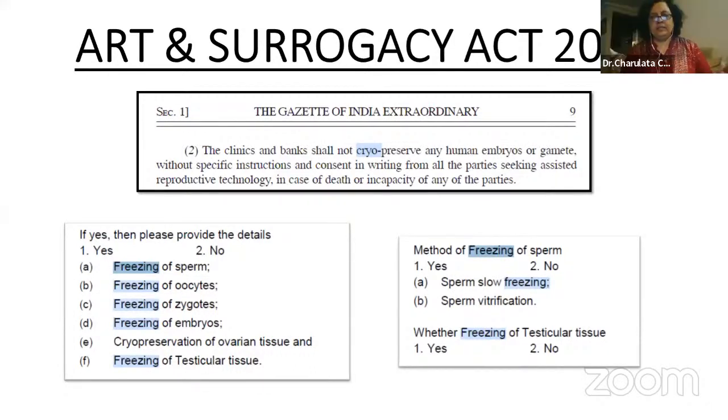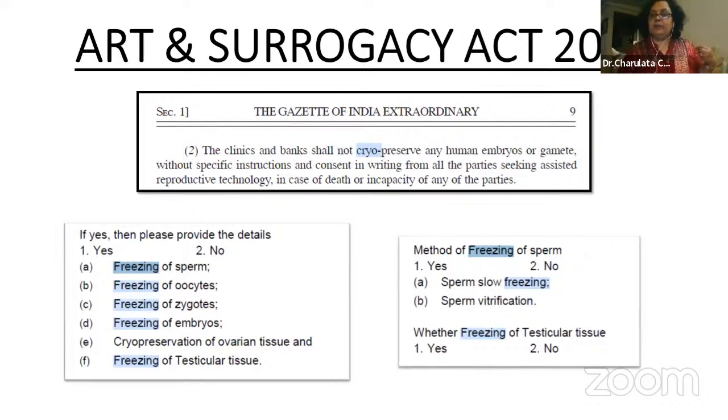See, first let me come to the consent part of it. Sometimes I feel that whatever act and bill and everything, it is for good. It is to streamline things. Now we have consent for oocyte freezing, for major, minor. We have consent for embryo freezing. We have the things that have to be done.